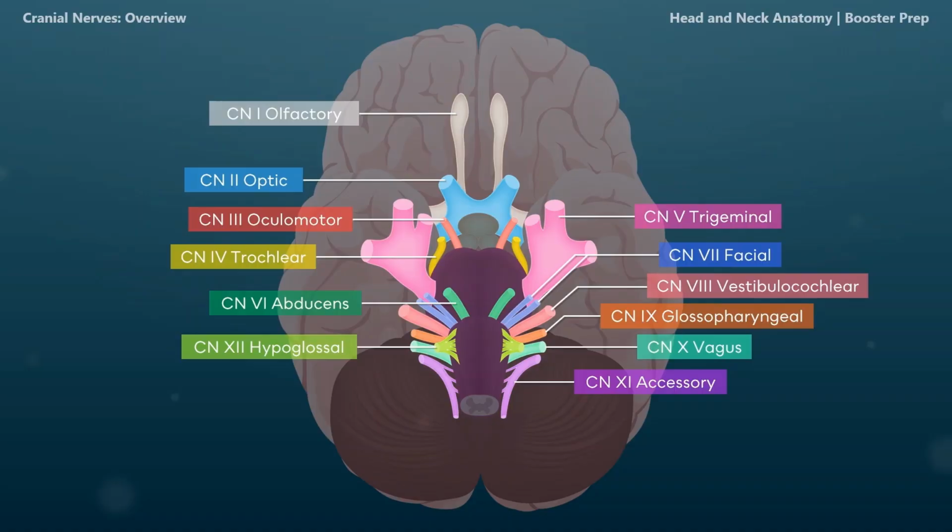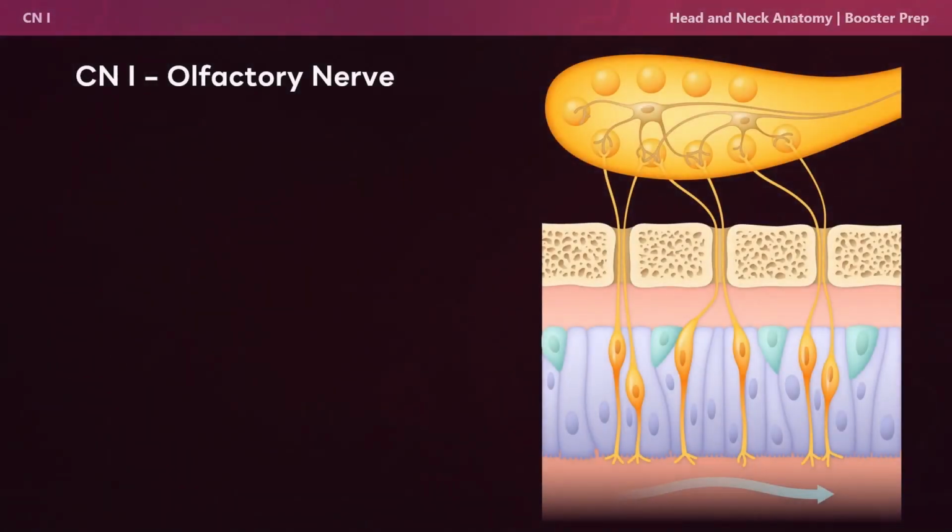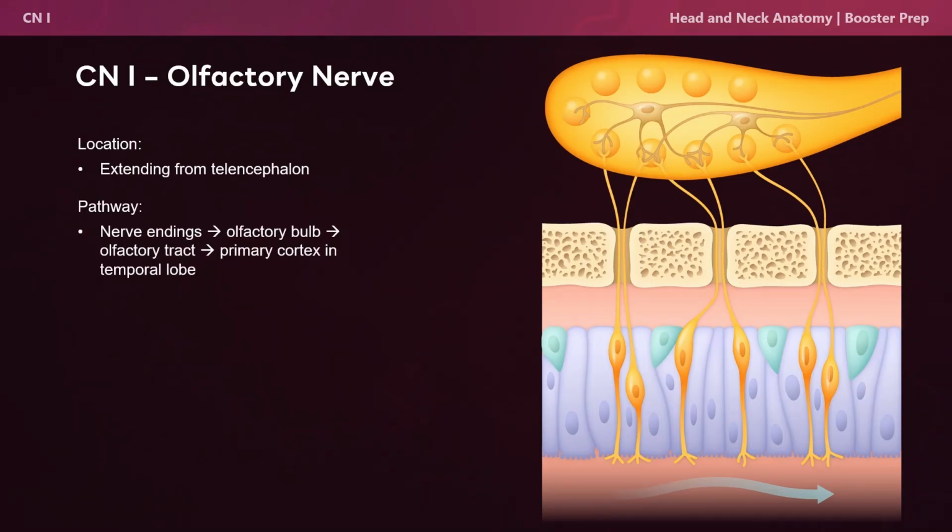Now let's move on to the olfactory nerve. Okay, so for each nerve, where relevant, we'll discuss the nerve's location, pathway, modality, and function. So here's the olfactory nerve. It extends from the telencephalon. Here's the pathway. It's obviously a sensory nerve, and it functions to process smell.